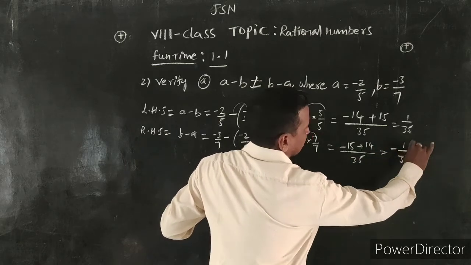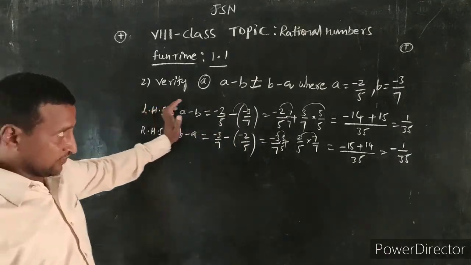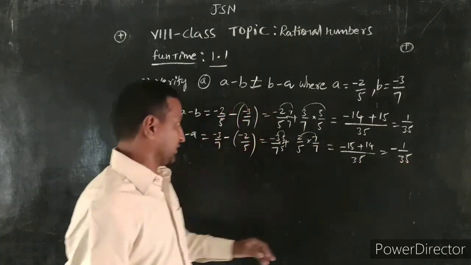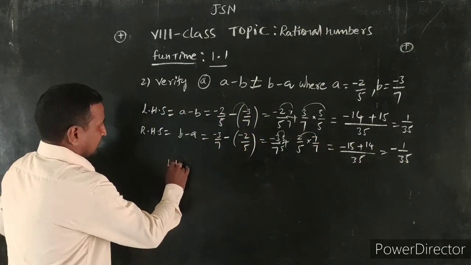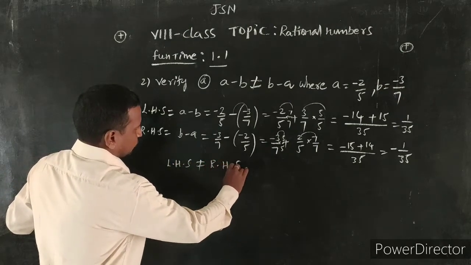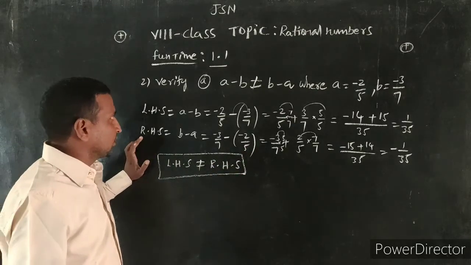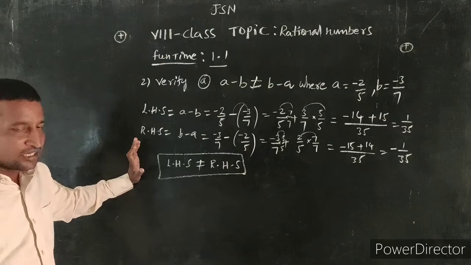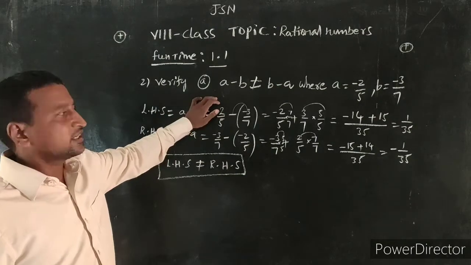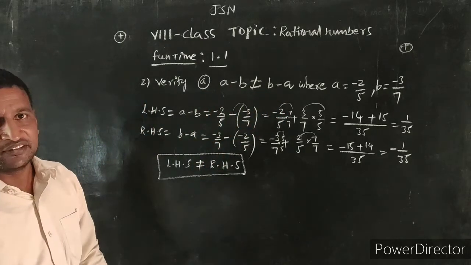Equal to minus 1 by 35. We can observe clearly LHS equals 1 by 35, RHS equals minus 1 by 35. Clearly LHS is not equal to RHS. So the subtraction of any two rational numbers is not commutative, where A minus B is not equal to B minus A. So the property is verified.